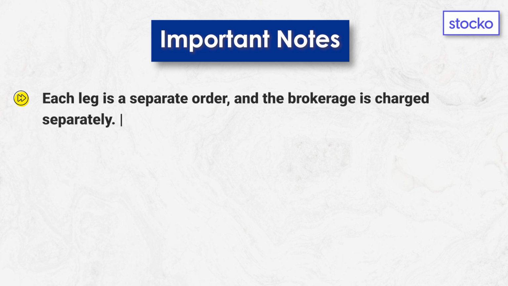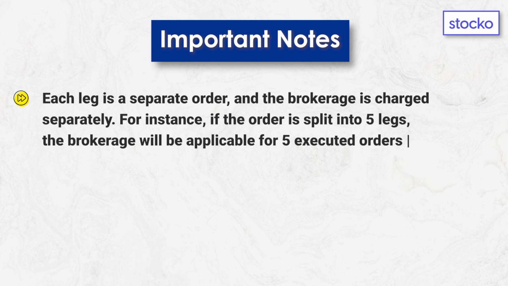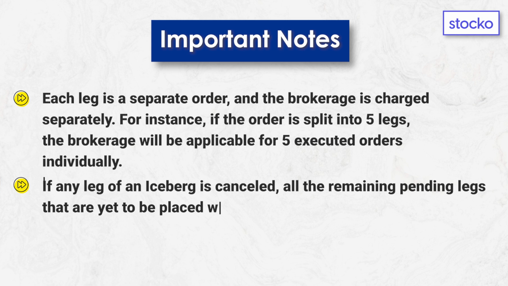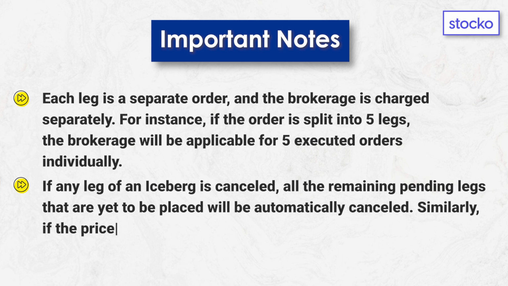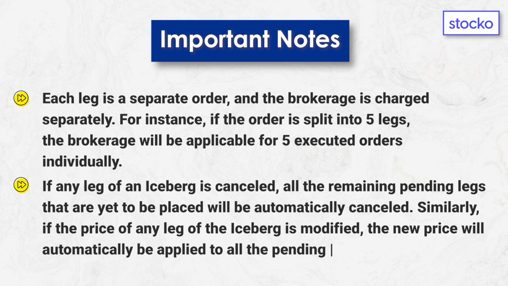Now we will discuss some important points regarding iceberg order. So the first point is, since each lag is a separate order, the brokerage will also be charged separately, which means if you have 5 lags in one iceberg order, the brokerage will be charged according to the 5 orders. The next point is, if any lag of an iceberg order is cancelled, all the remaining pending lags that are yet to be placed will automatically be cancelled. Similarly, if the price of any lag of the iceberg order is modified, the new price will automatically be applied to all the pending lags.